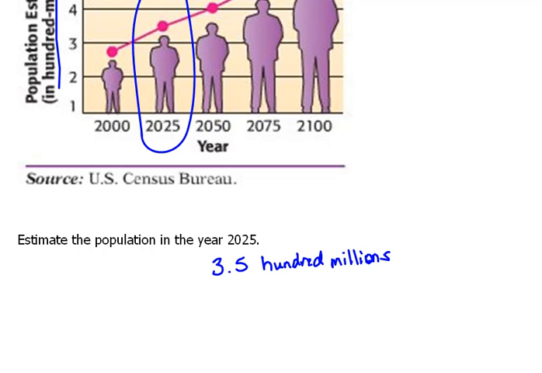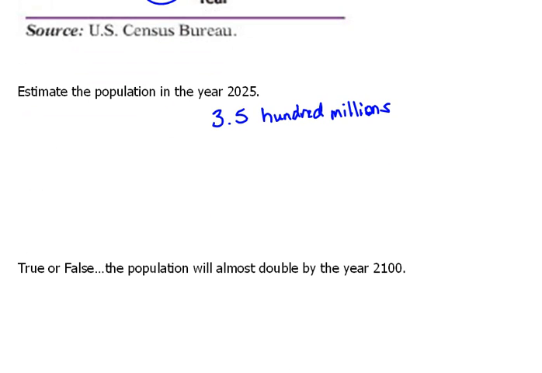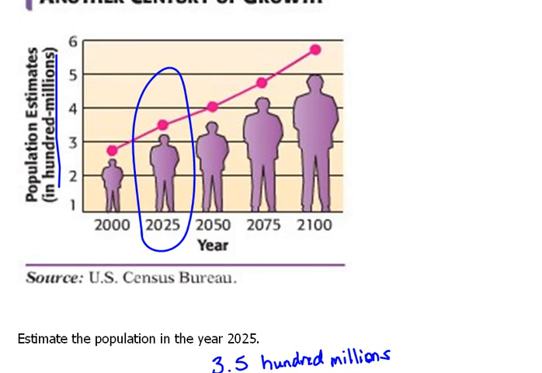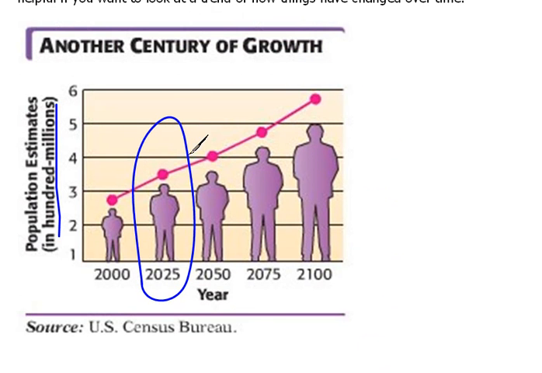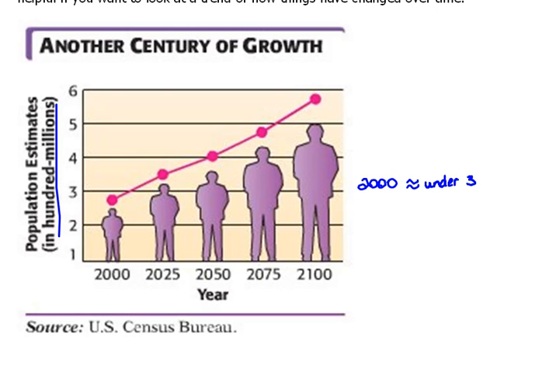Very important. Now our next question says, true or false? The population will almost double by the year 2100. All right, well, let's look at where we are right now, or the closest to now. It started out here just under 300 million. In the year 2100, let me write this out to the side here. The year 2000, we have approximately just under 300 million.